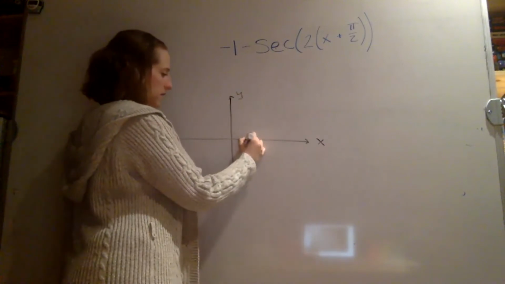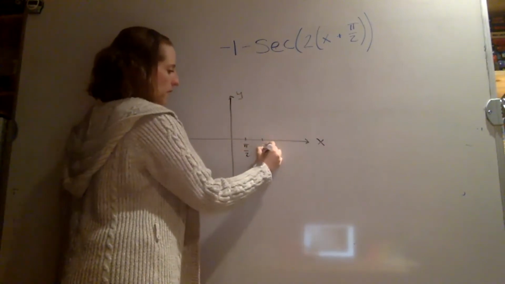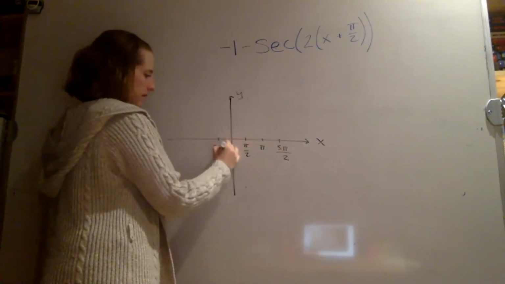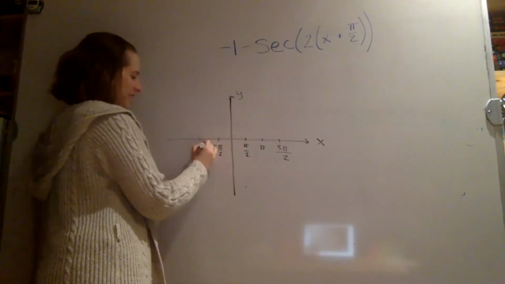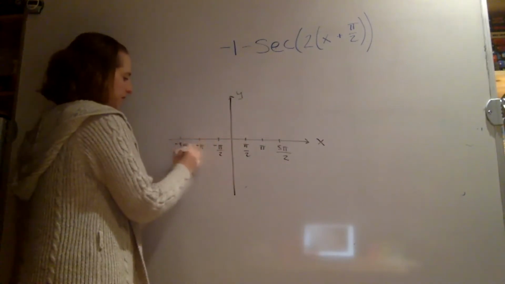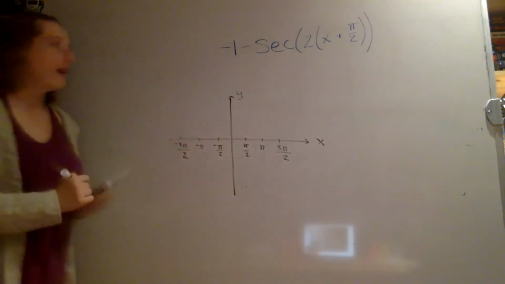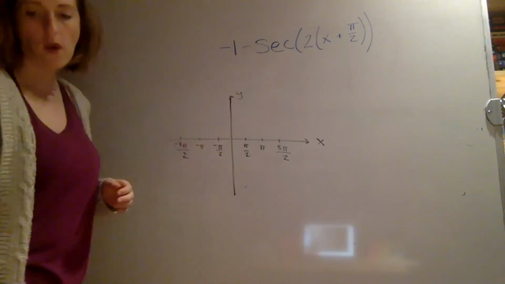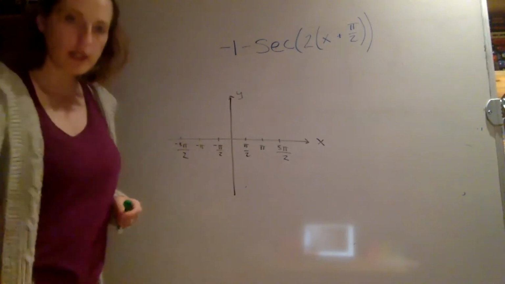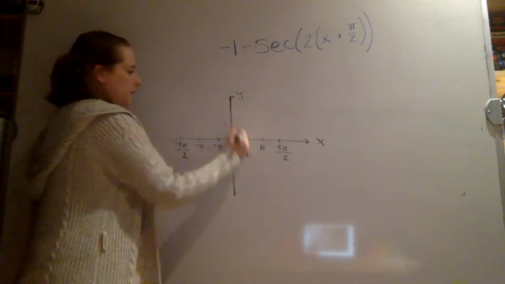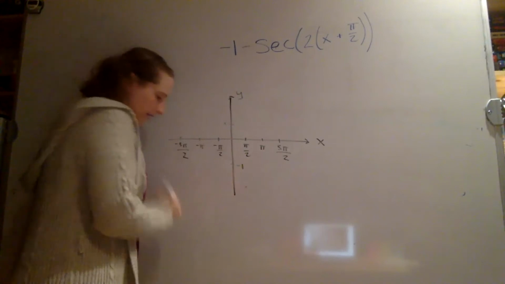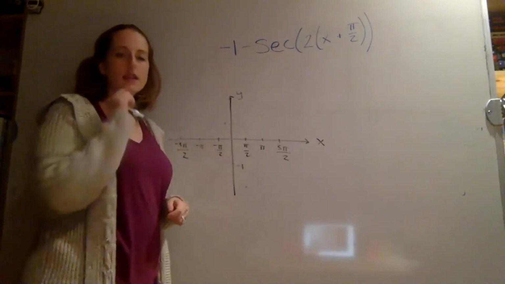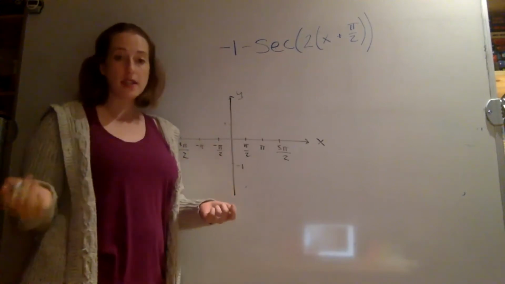Let's see, there's 0. Let's do pi over 2 and pi and 3 pi over 2, negative pi over 2, negative pi, negative 3 pi over 2. Okay. Now, secant, remember, is the reciprocal of cosine, or it's 1 over cosine. So a handy place for us to start, put in 1 and negative 1, too, is to think about what happens at 0. At 0, cosine is equal to 1, which means that secant is also equal to 1.